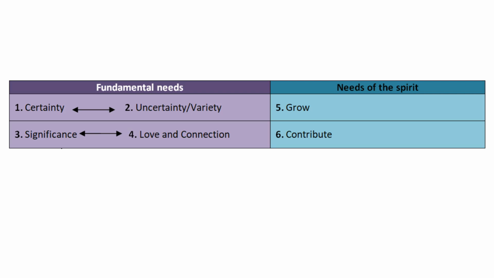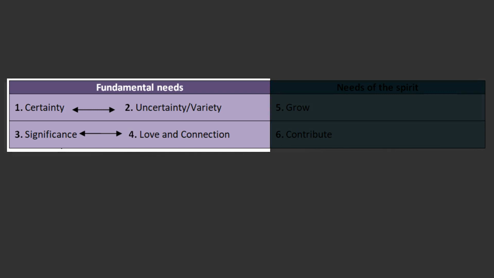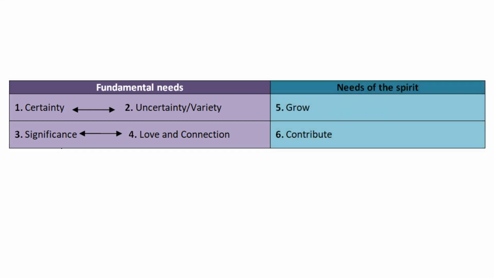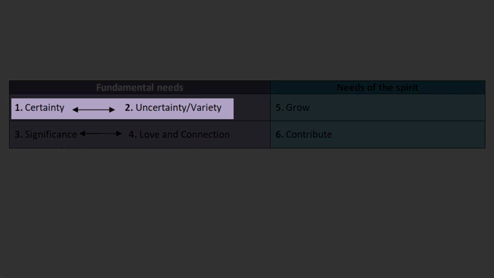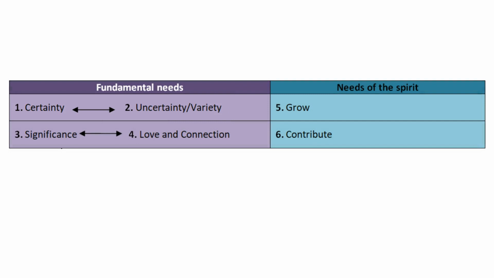Now, coming back to this state-of-the-art table, as we've gone through the first 4 needs, as you can see, these are labelled as the 4 fundamental needs, which are the needs we'll always find a way of meeting as a priority. We'll need to meet all 6, but we'll always find a way of meeting these first 4 no matter what. And as you can see with the arrows, with certainty, uncertainty and variety, there's a balancing act between them, in contrast to each other.